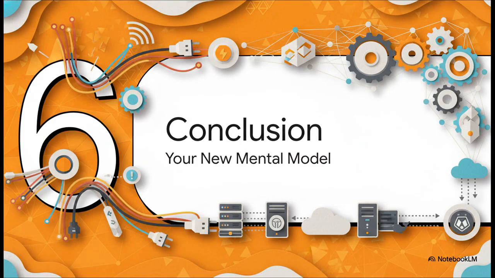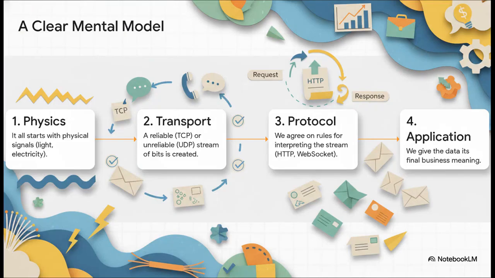So, we've gone on quite a journey, huh? All the way from physical signals up to these virtual networks in Docker. Let's put it all together now into a clear, simple mental model that you can use from now on. This is the stack you can keep in your head. At the very bottom, you have raw physics. Above that, the transport layer decides if we want a reliable phone call with TCP or unreliable postcards with UDP. Then the protocol layer sets the rules of conversation, like HTTP's request response. And finally, at the very top, our application gives that conversation its ultimate purpose, its business meaning.